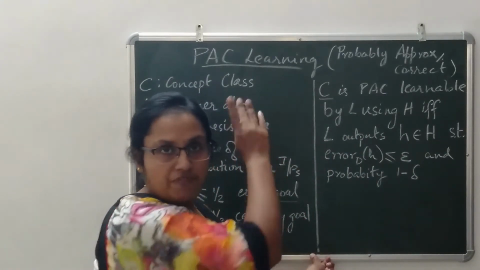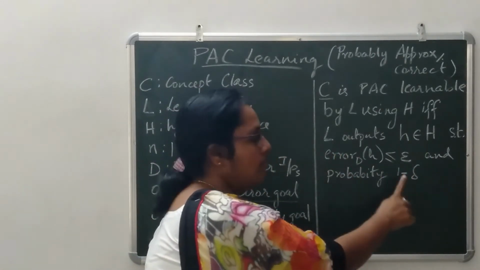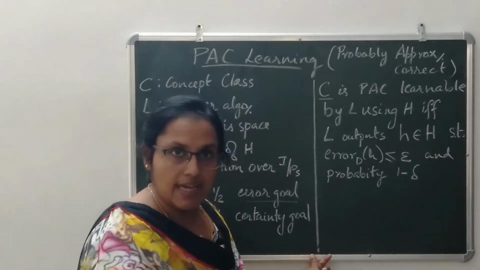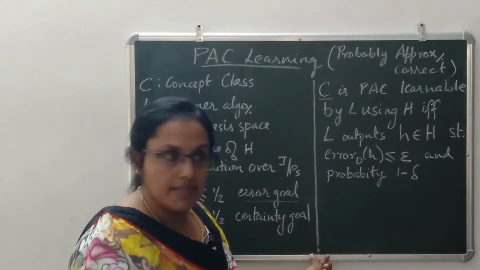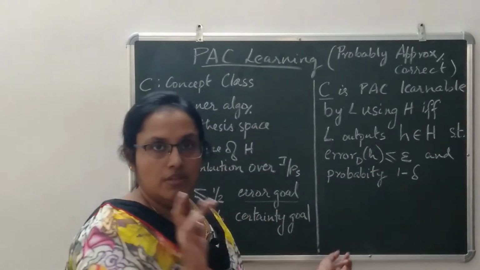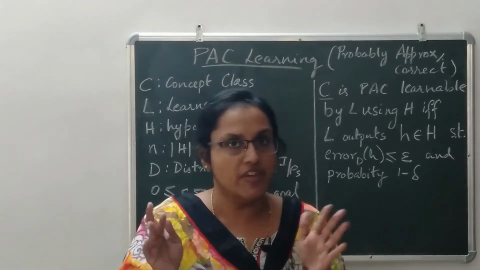That's already fixed. We fixed these values. And the probability of the error must be 1 minus delta. So my certainty is delta, but the probability of error is 1 minus delta. Okay, so if you look at what is PAC learnability, it's very simple.